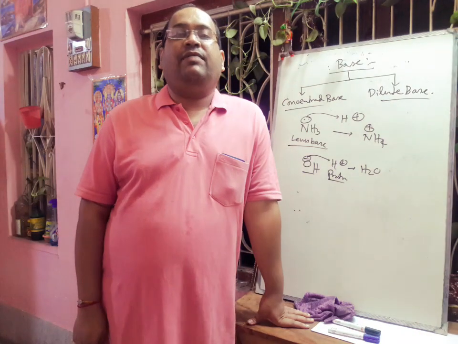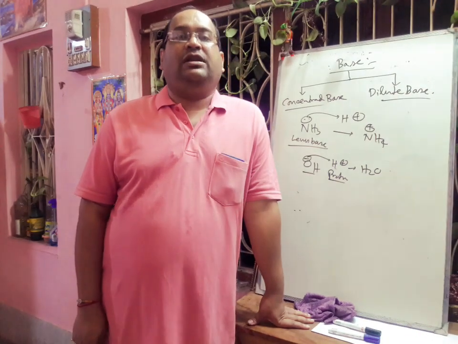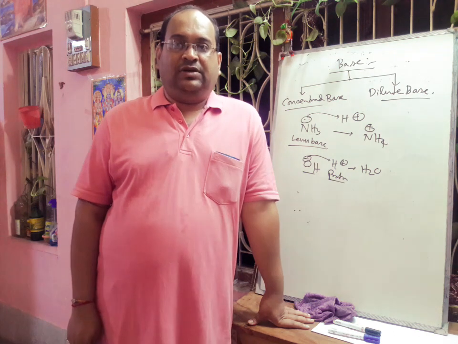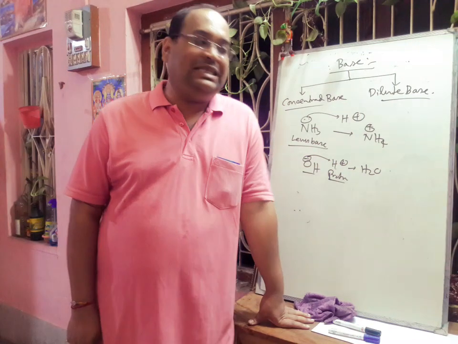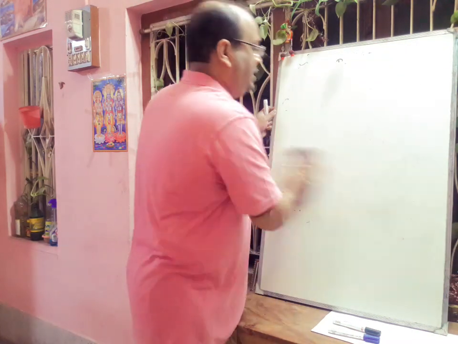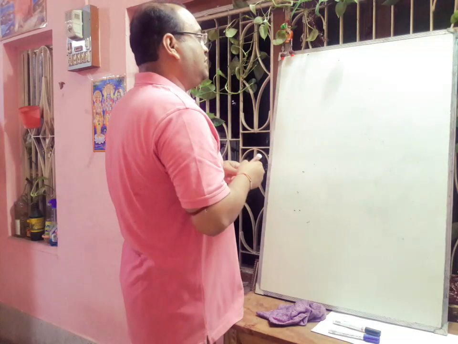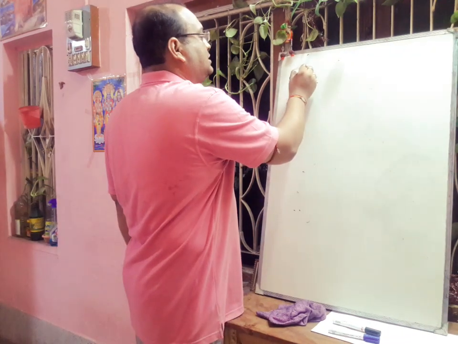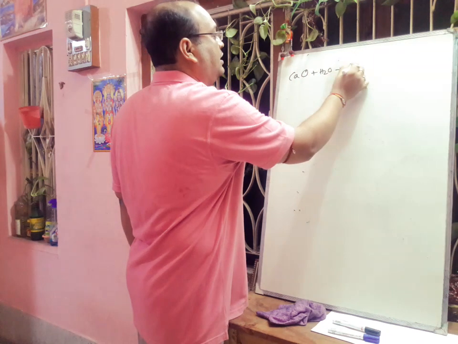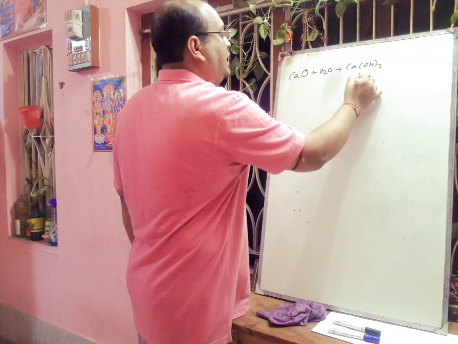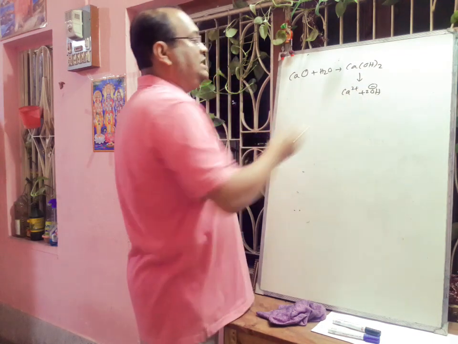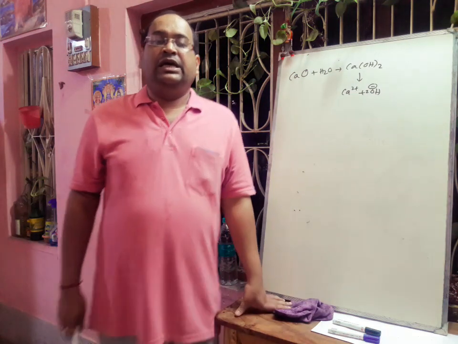Next, we will discuss metal oxides and non-metal oxides. Generally, metal oxides are basic in nature. Why? If we think about calcium oxide, if we dissolve it in water, then it will produce calcium hydroxide. Now we know that calcium hydroxide can produce OH minus. That is why it is a base. So calcium oxide reacts with water, forming calcium hydroxide, that will dissociate to calcium 2 plus and 2 OH minus. That is why calcium oxide is a base.